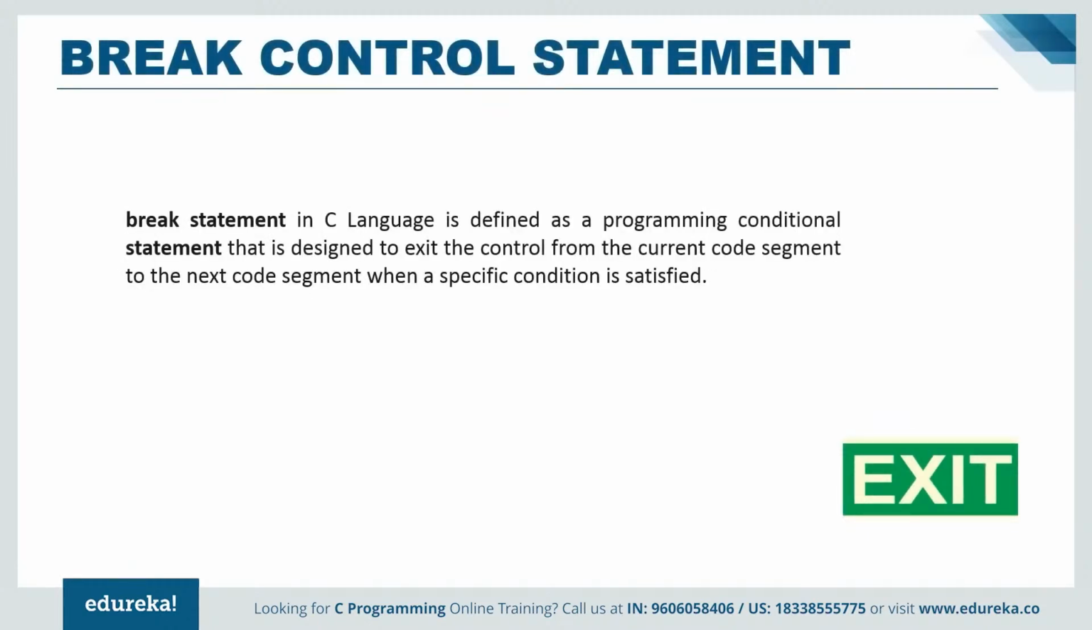The break control statement in C language is defined as a programming conditional statement that is designed to exit the control from the current code segment to the next code segment when a specified condition is satisfied. We have checked the break statement in the switch control statement. Each and every case in a switch control statement will include a break, which specifies that if the case is matched, then the control flow should exit the switch case and execute the next statements.